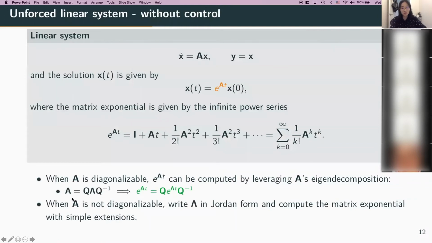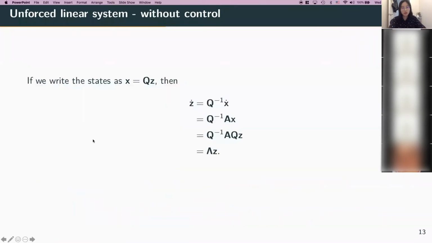So Q's columns are just the eigenvectors of A. So you take that matrix, and then you can take Q inverse multiplied by X, and then you can get your Z. I guess you can have a new dynamical system, but in this system, all the states are independent. I guess the interpretation here is that Z is in eigenvector coordinates. Yes, exactly. Yeah. Other questions? Okay.